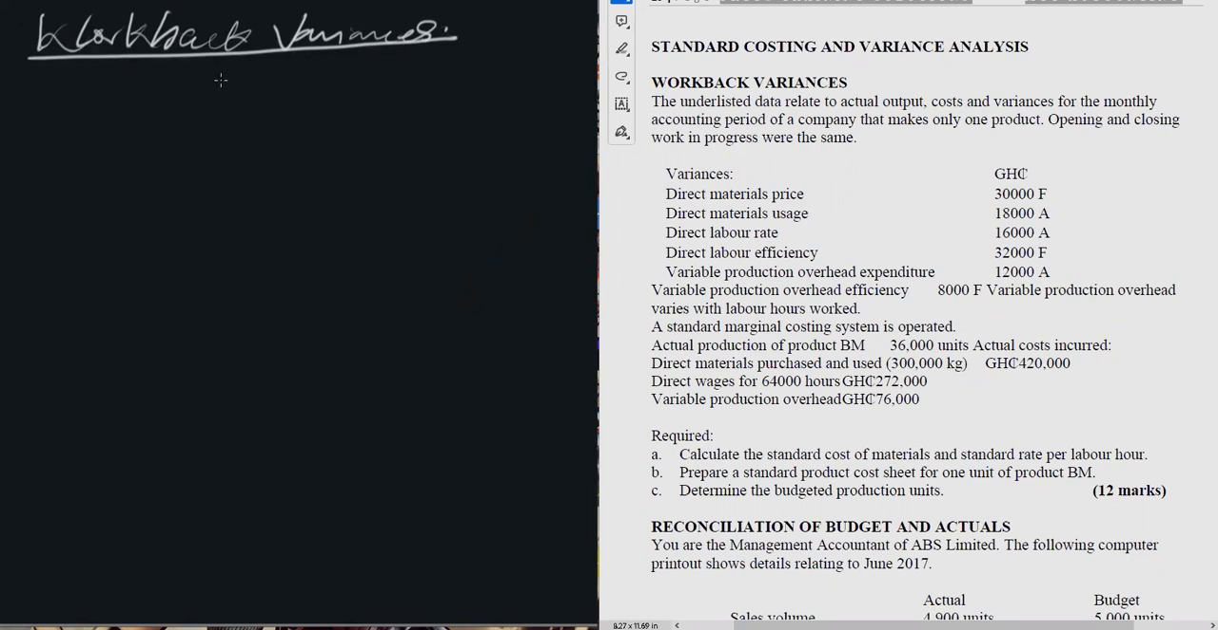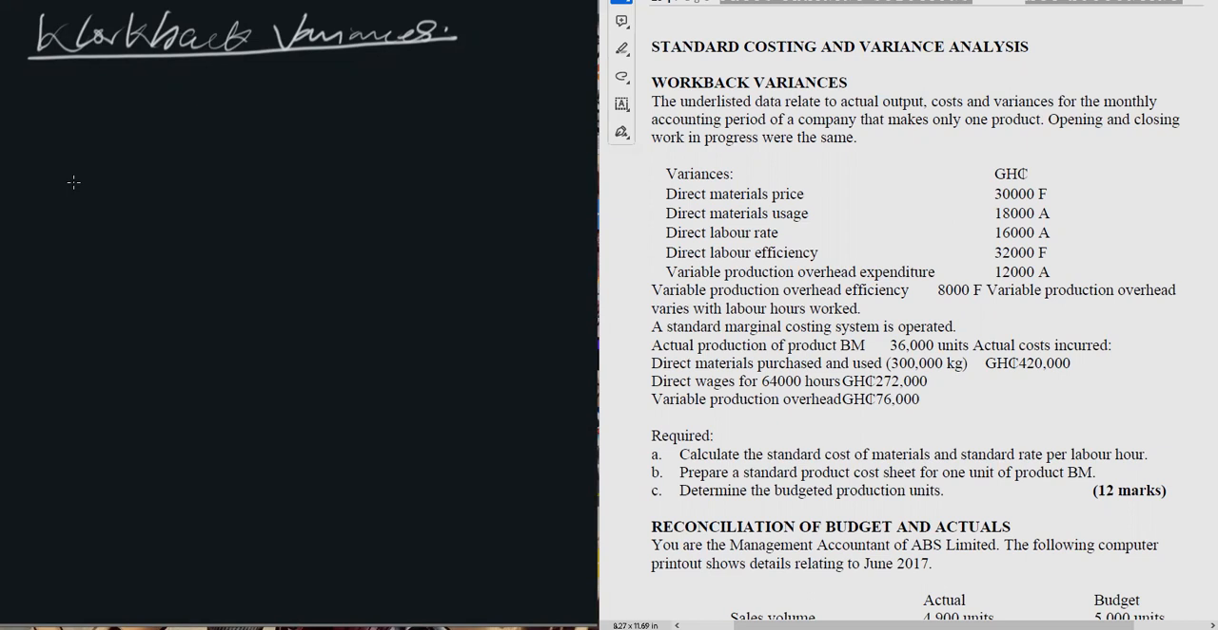Now, always I advise students who are doing work back variances to always consider the price variances first before they consider the quantity variances. That way, when you work, you actually get the figures quickly. Okay, so depending on what variances you have, you can work back.